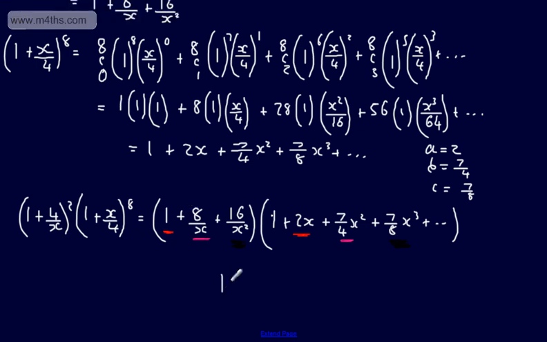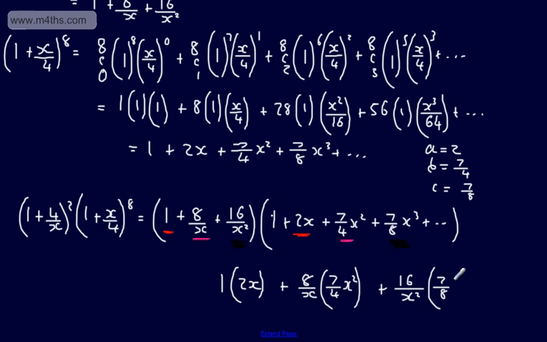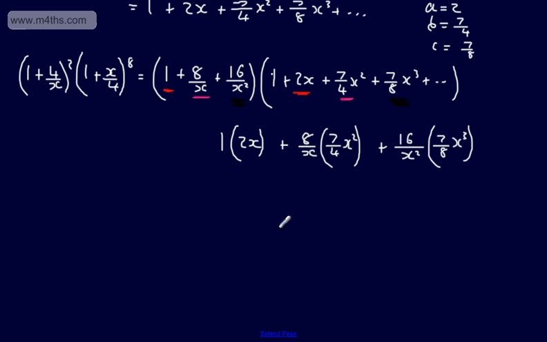What we're going to have is 1 multiplied by the 2x. Then we're going to have the 8 over x multiplied by the 7 over 4x squared, then we're going to have plus the 16 over x squared multiplied by 7 over 8x cubed. They are the terms that we require. They're the terms in x. If we look at this, we can see that we're going to have now terms in x, and I'll just jot it here. So terms in x, we're going to have now 2.